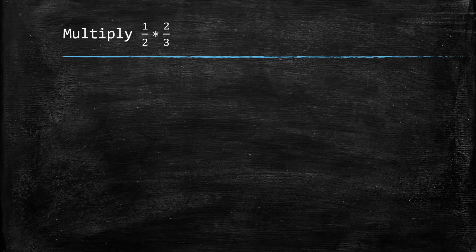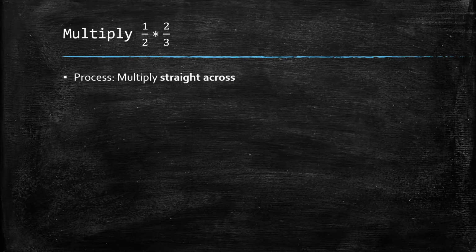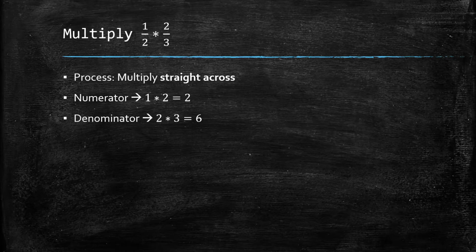Okay, let's start out with an easy one here. So we're going to multiply 1/2 times 2/3. Our process is that we need to multiply straight across. So we're going to multiply the numerators, and we get 1 times 2 is 2. And then we're going to multiply the denominators. So we get 2 times 3 is equal to 6. And this is going to be our new product. Remember, product is the answer to a multiplication problem. So our product is 2/6.